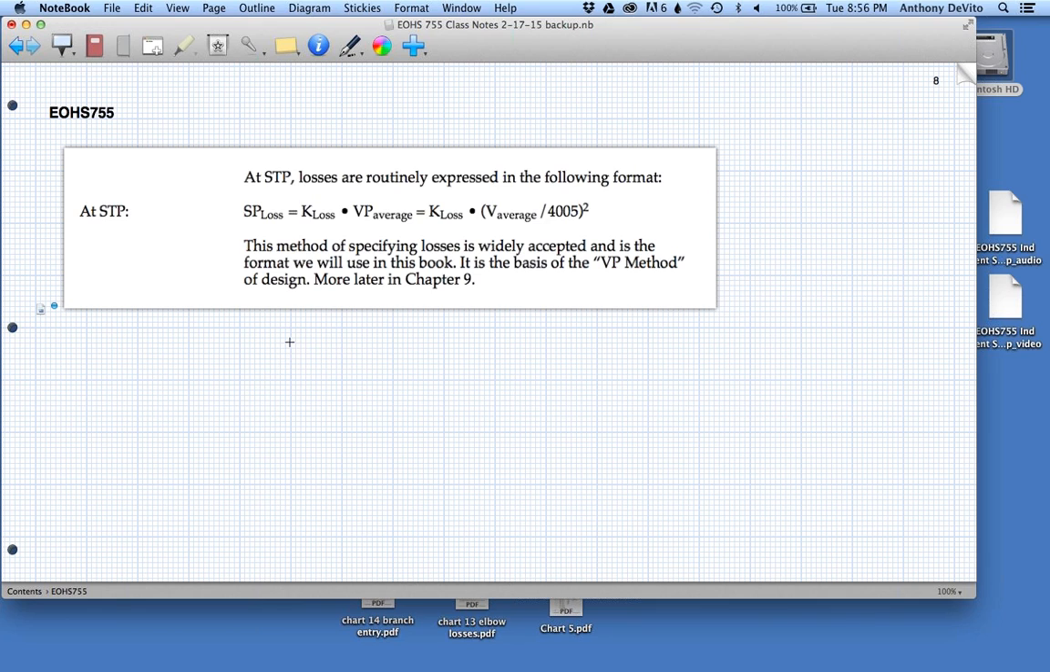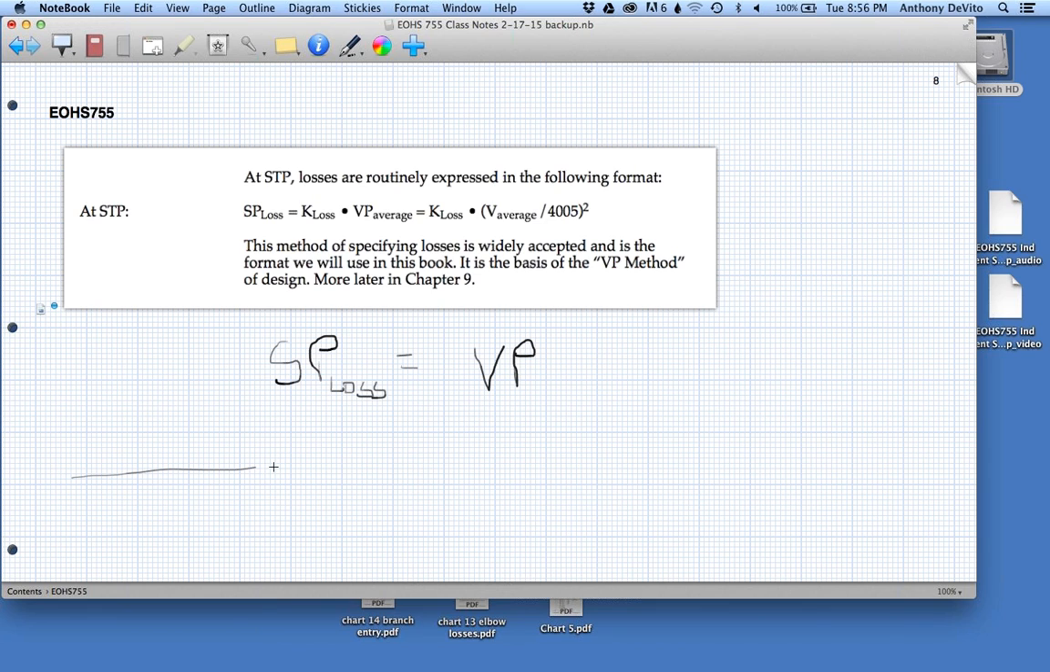Well, what is that? Remember, we're interested in maintaining static pressure. So we're measuring the losses of static pressure, very important to us. And that's equal to, what's it equal to? It's equal to the velocity pressure, right?